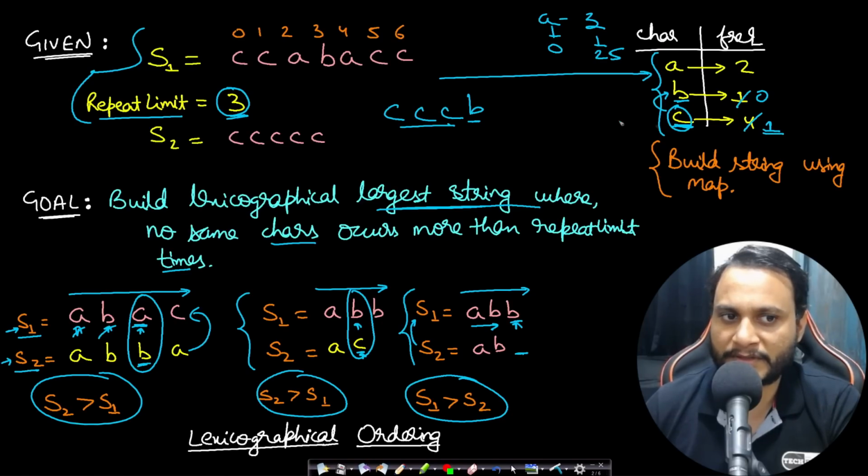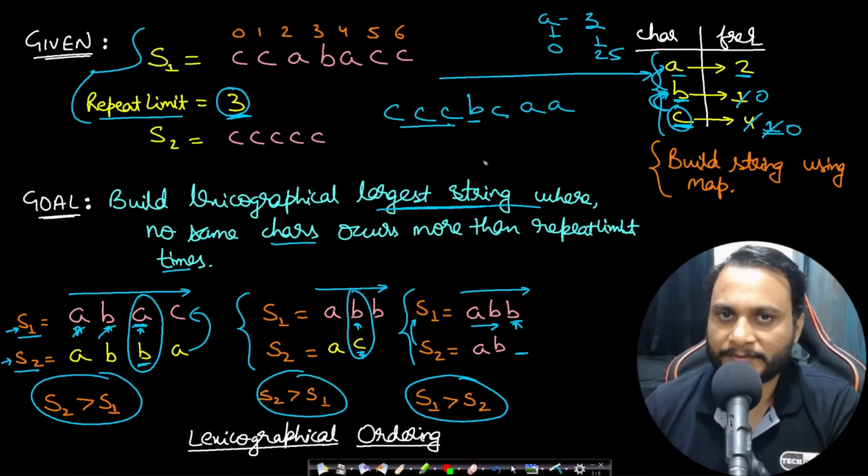There is only one frequency of c and the limit is 3. So definitely I have to take the minimum of both these values, so c will be taken 1 time, right? And after this the frequency is 0. So I will go to the next best option b, its frequency is 0. I'll go to the next best option a, its frequency is 2. So a can be put 2 times here, right? Because it is occurring less than repeat limit times. And now you can set its frequency to 0.